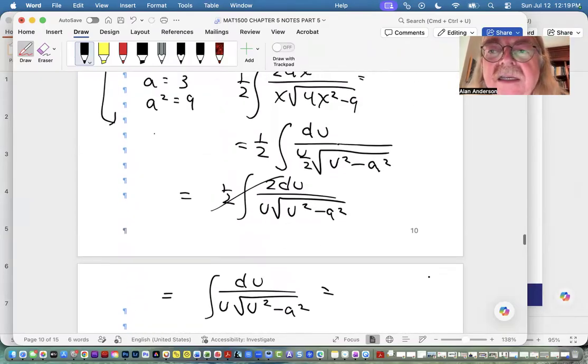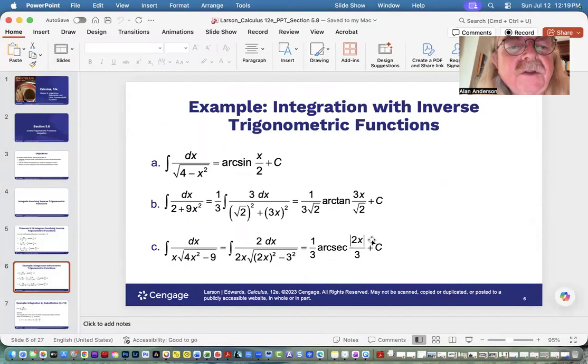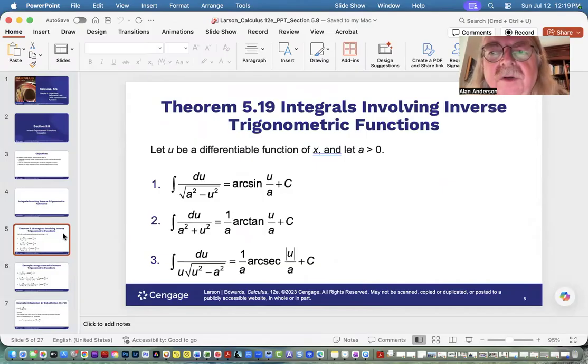So really, in every one of these cases, what we're trying to do is figure out what to do about u and a and make sure that it is in a form that follows one of these formulas. Otherwise, we have to start all over again.